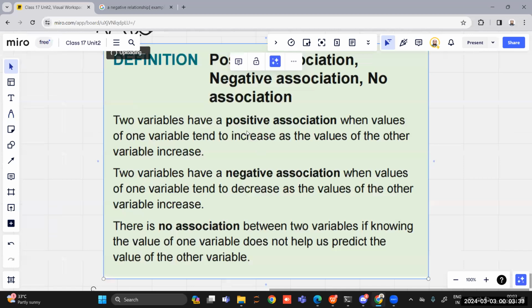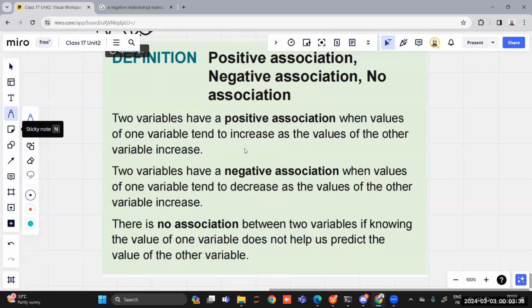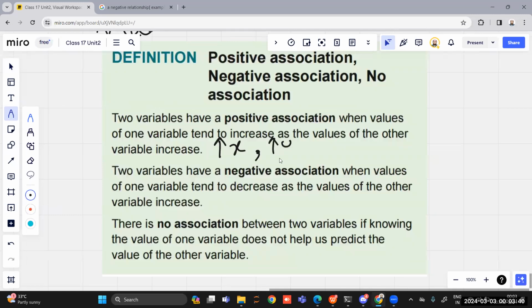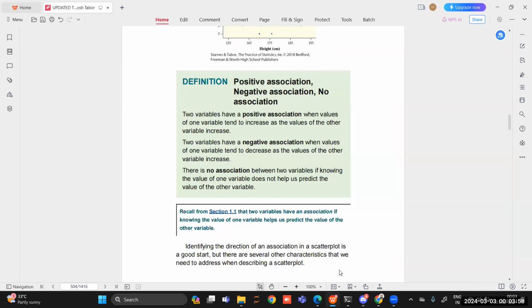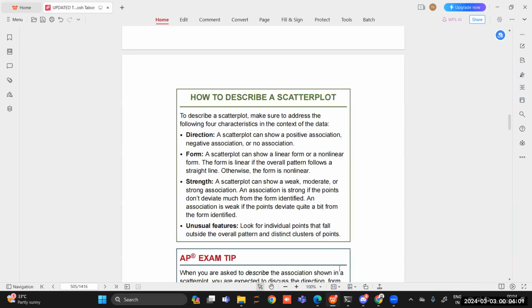Okay, so he is telling here, as one variable x increases, y also increases. Here he's saying that as x increases, y will decrease. And for no association between two variables, knowing the value of one variable does not help to predict the value of the other variable. So as x increases, no change in y is noted. Okay, so that will be the case. Is it clear? Yeah.